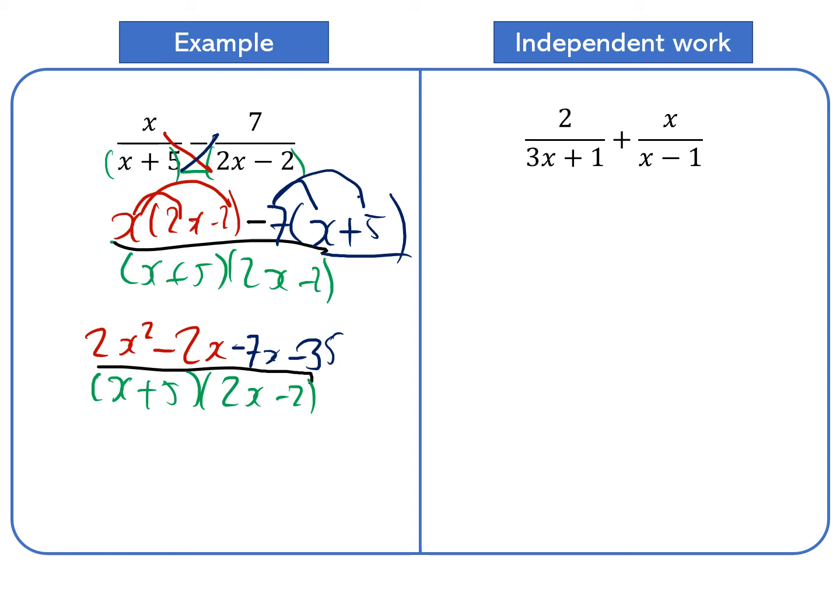What can I put together? I can see I've got the minus 2 and the minus 7, so that makes minus 9. Minus 35 stayed the same, 2x squared stayed the same. Oops, let's be consistent with our colours. And that was my denominator.